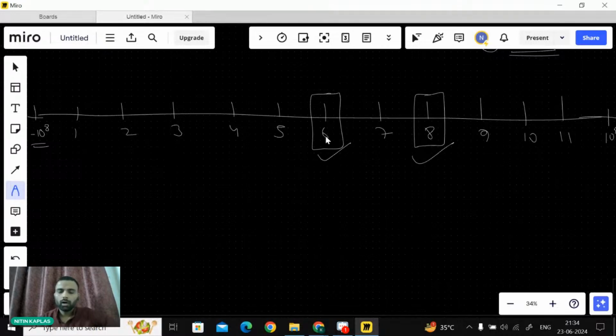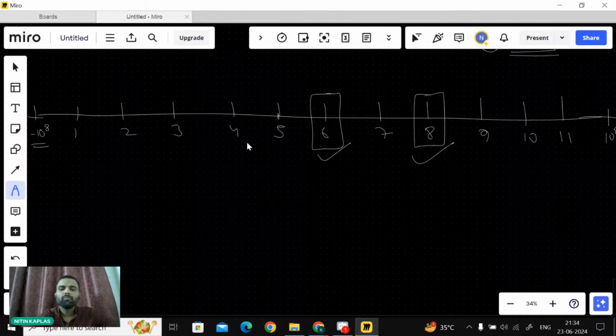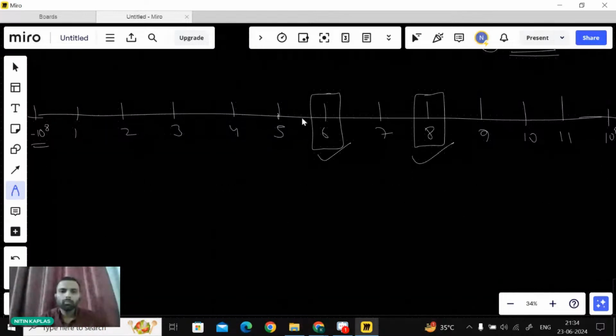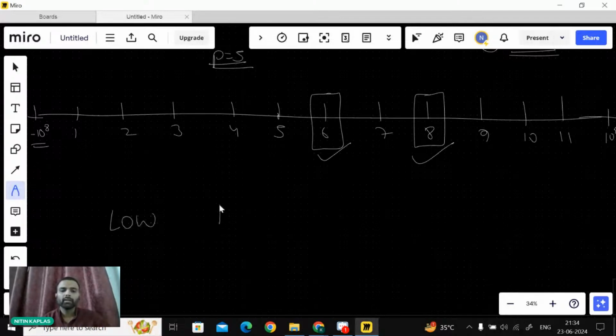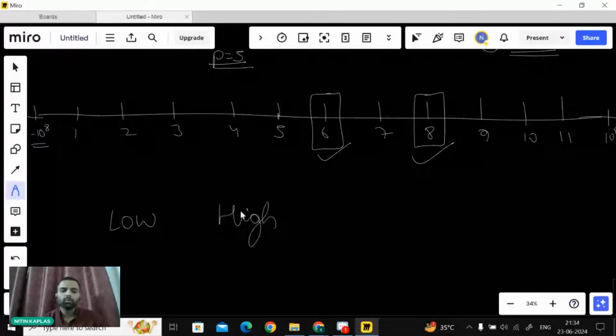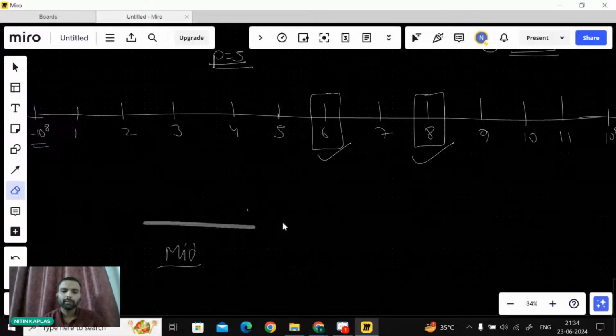After that, just think about it. What is my minimum value? For example, your P will be 5. In this case, P will be 5. So what is the minimum value? As you know, in binary search we always use low, high, left, right. In the middle of it, we just traverse and check that part. Similarly, here we also do the same idea.